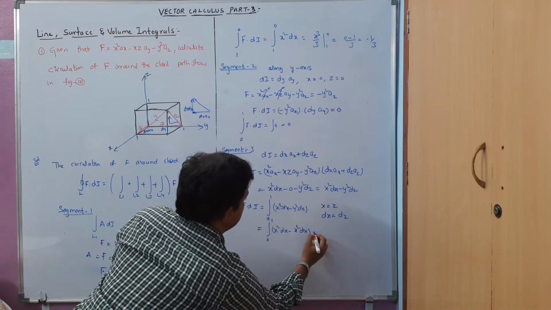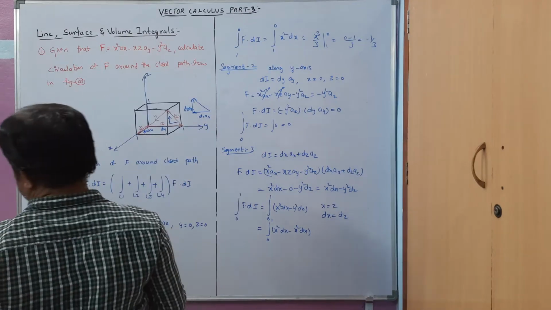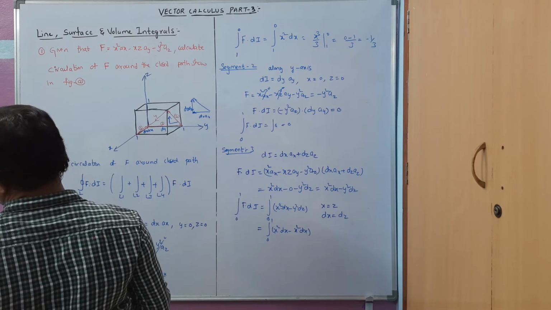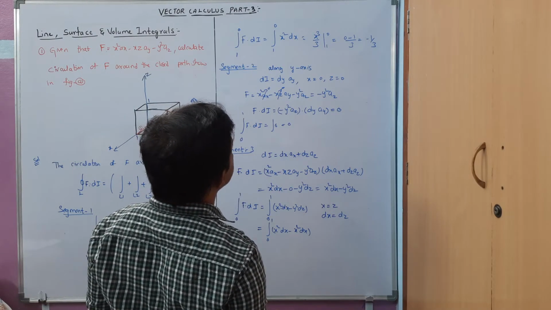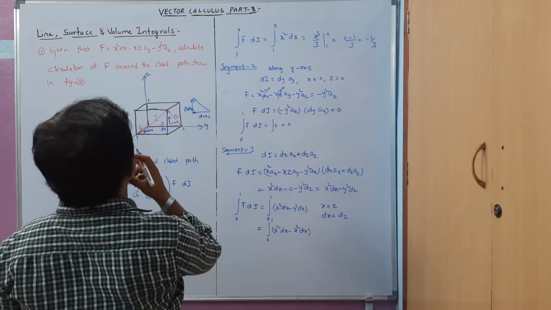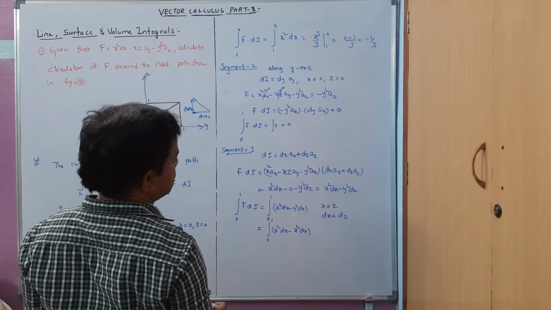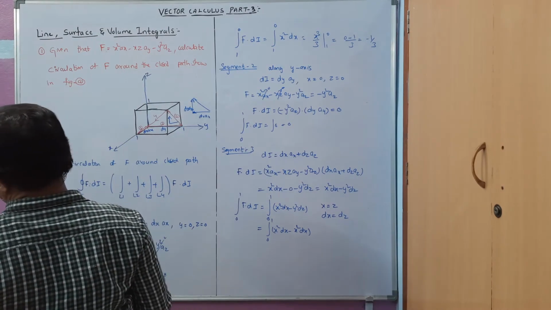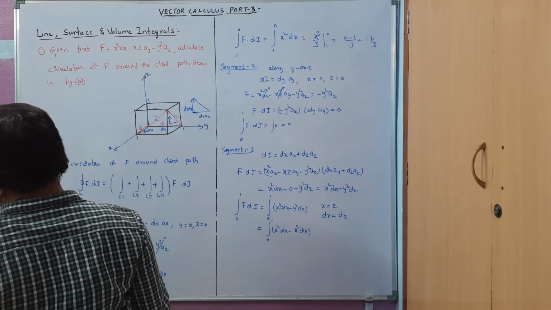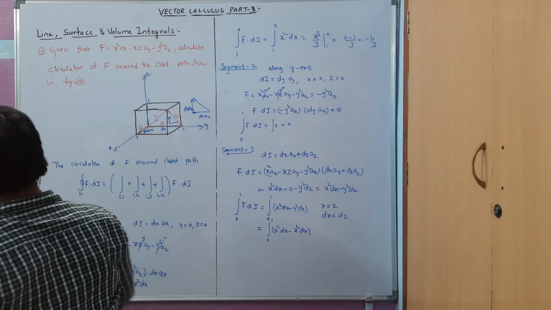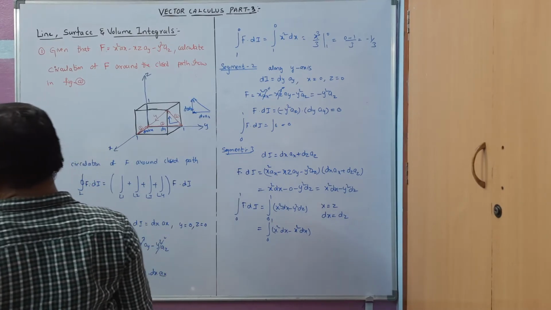So we have got y square into, x is equal to z here. So actually y square az here. So but x is equal to z here.